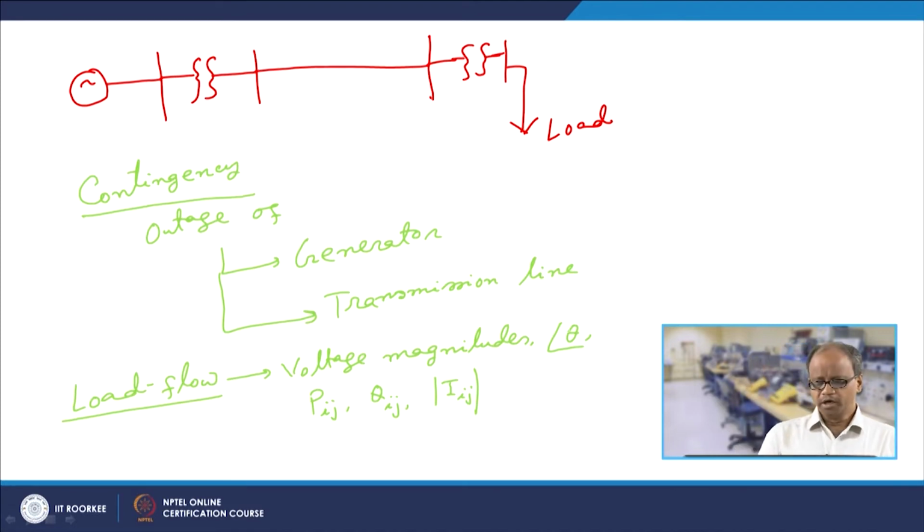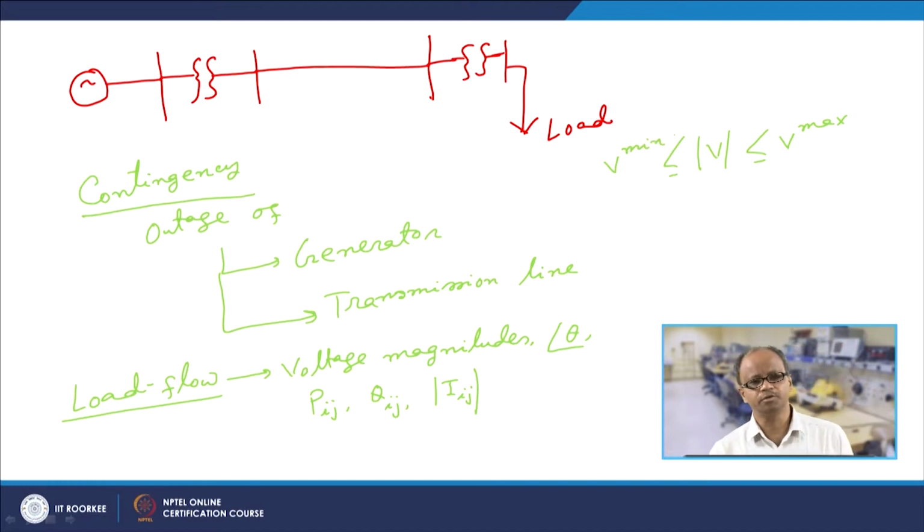But the more important thing is that any voltage magnitude V should be within some V max and V min. Actually, for the purpose of practical operation of any power system, when we do this load flow analysis, we only compute V, theta, Pij, Qij, Iij. We really do not check whether these voltages are within their respective limits or not.